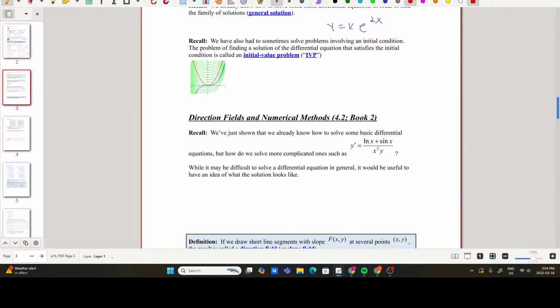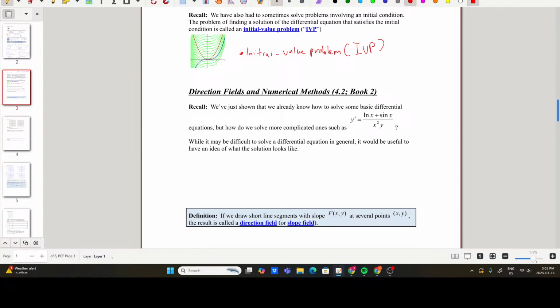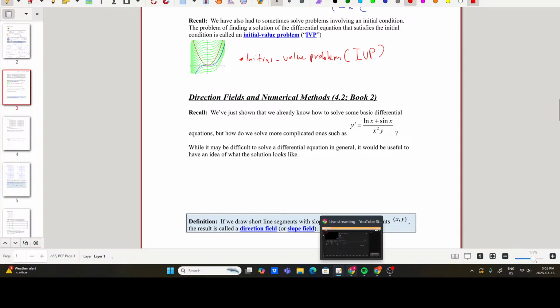Now, we have also had to sometimes solve problems using an initial condition. The problem of finding a solution of the differential equation that satisfies the initial condition is called an initial value problem. Okay, so we have something called an initial value problem, which is shortened to IVP. So what's happening in these IVPs? It's the problem of finding a solution of the differential equation that satisfies the initial conditions. I feel this is an IVP. Sure. Is there anything else that is an IVP?